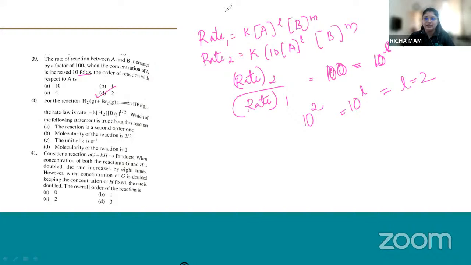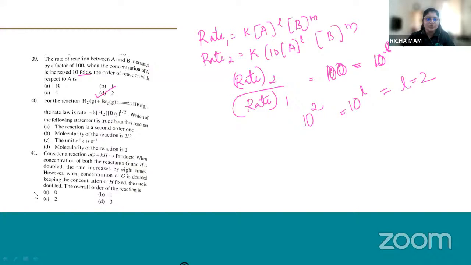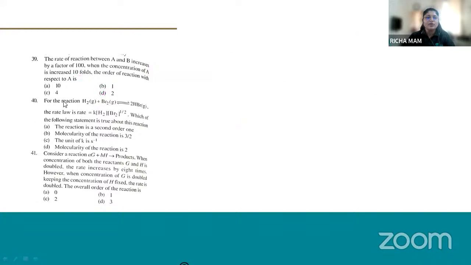Option D. So it was a similar question. Let's go for the next question, the 40th. For the reaction H2 gaseous plus Br2 gaseous giving 2HBr, the rate law is given. Which of the following statements is true about this reaction?